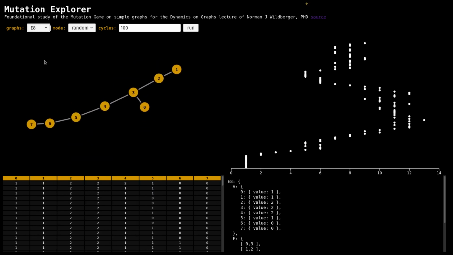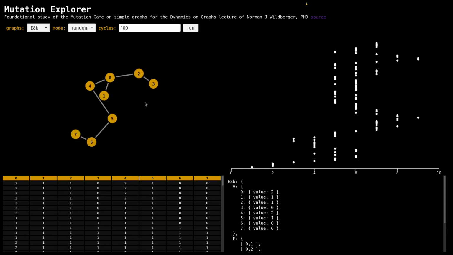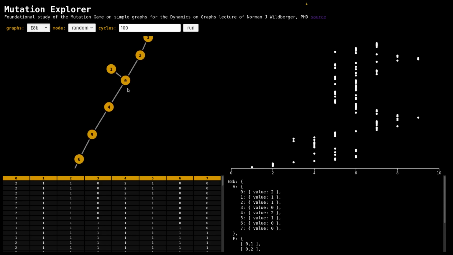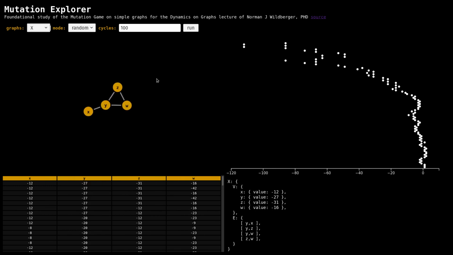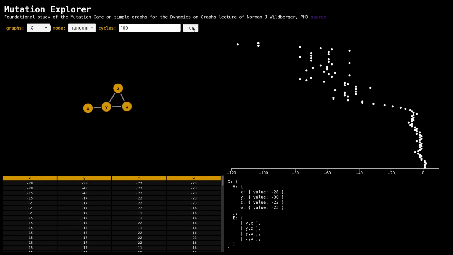Here you see the 0 in this case is out here on the end, and I decided that the 0 probably needs to be in the center. So this is just a little orientation on the number of graphs that I have selected. So let's take a look at some of these. I think, again, if we come back to X, let's run it a few times and see what happens.